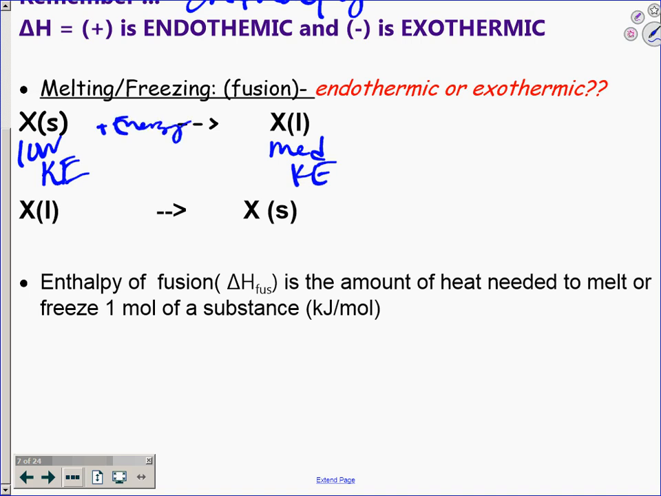And so if I'm adding energy as a reactant, is this overall process a delta H positive or negative? Positive, because you're telling me it's what kind of process? Endothermic. Good, because we put energy into the solid to make it turn liquid. We had to add kinetic energy to get to a higher kinetic energy.